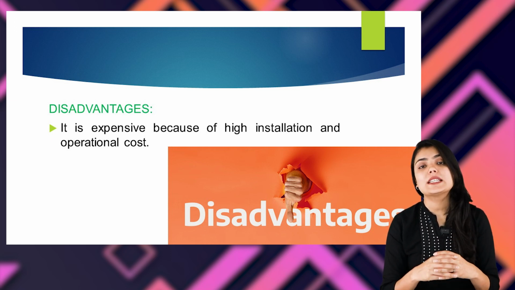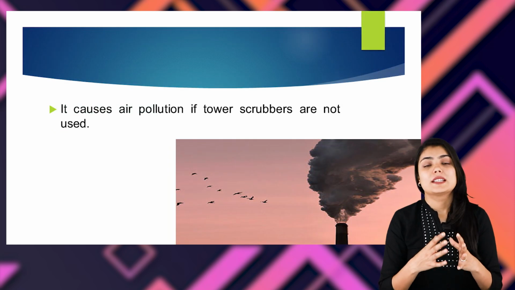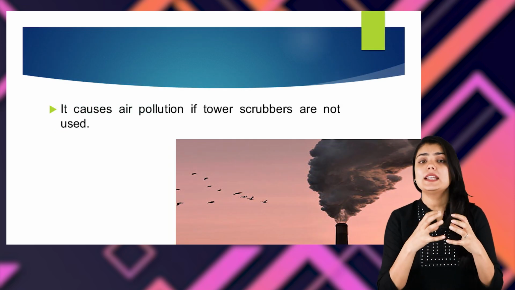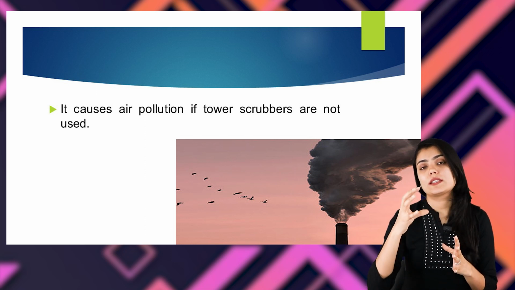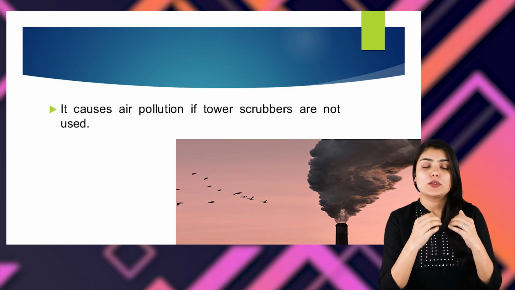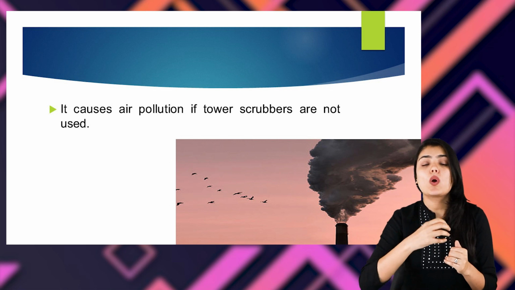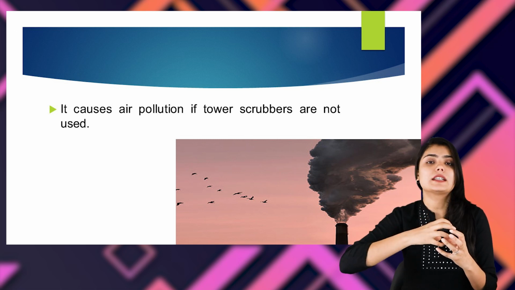So the first demerit is that it is expensive. The second disadvantage is that in incineration, if air scrubbers are not used, then it causes air pollution. During the process of incineration, if the tower scrubber is not used for the air that is produced out of incineration, then it causes air pollution.